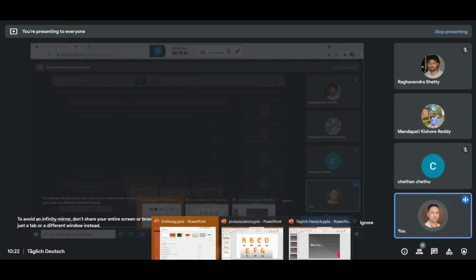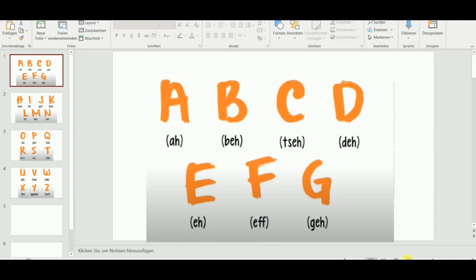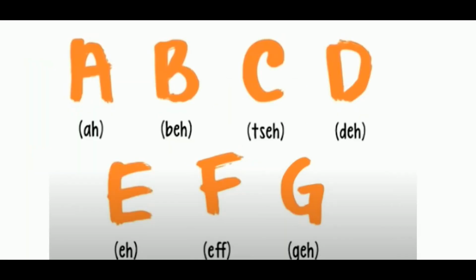Okay, so the first thing that I wanted to take up today is pronunciation. Yeah, that's most important, because this is the basics of the German language. So I request everybody to start with me, pronounce with me. So the first character we are going to learn is A. In English we call it A, but in German it is ah. Please pronounce, everybody. Ah.